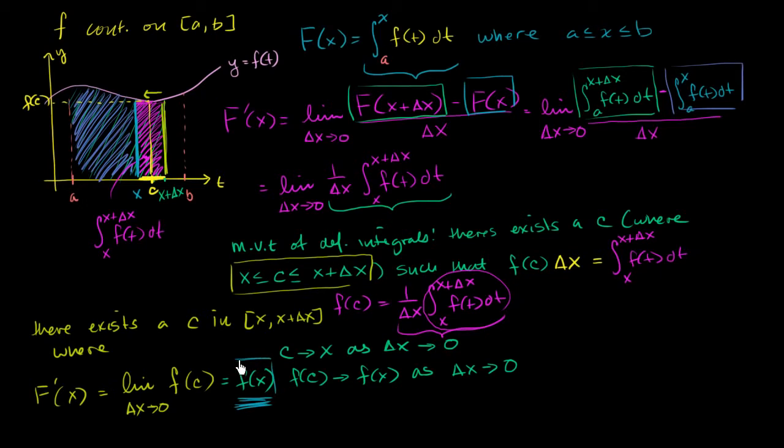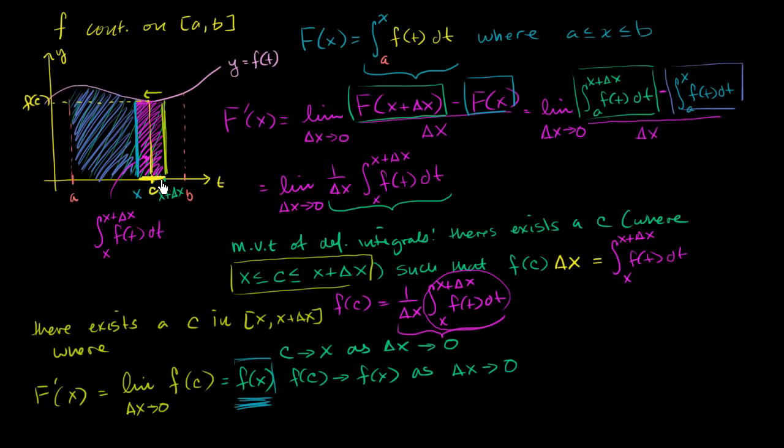Now you might say, okay, that's intuitive, but we're working on a proof here, Sal. Let me know for sure that c is going to approach x. Don't just draw this diagram and say it makes sense that c has to get closer and closer to x. And if you want that, you could just resort to the squeeze theorem. To resort to the squeeze theorem, you just have to view c as a function of delta x.